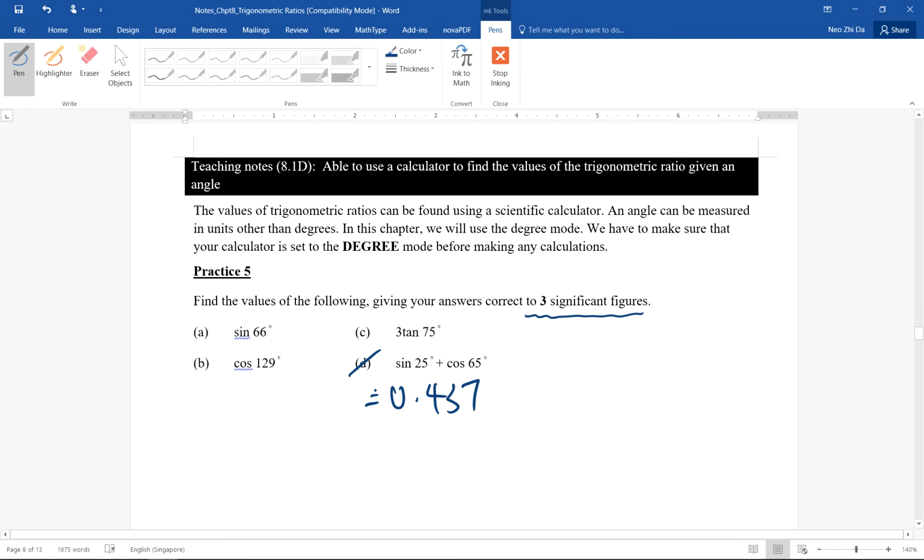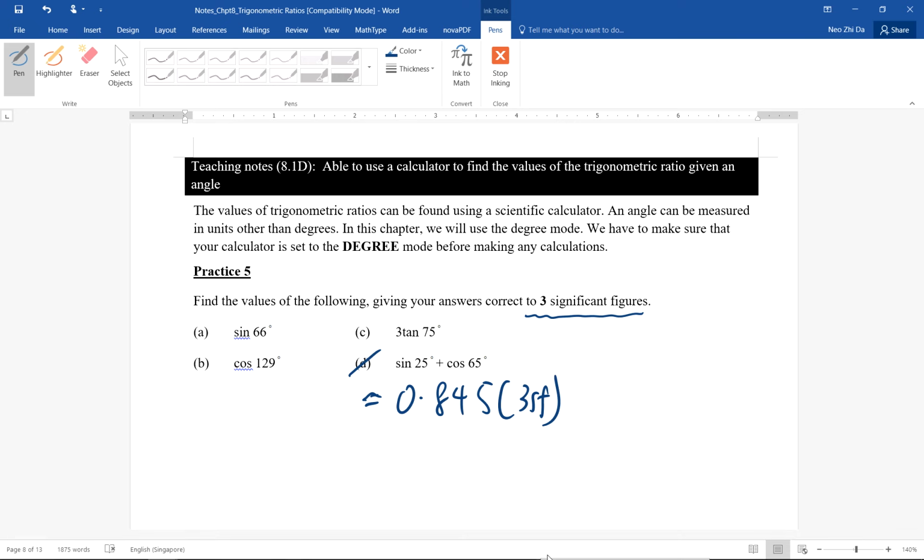0.437. Do all of you get 0.437? Yes or no? That one is wrong. You will get 0 after you run it out. Did all of you get that? Yeah, degree mode. Okay, let's get 11.2 for part C.